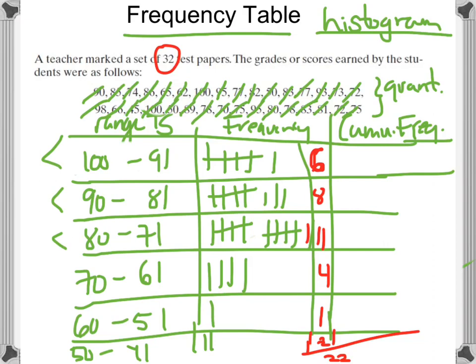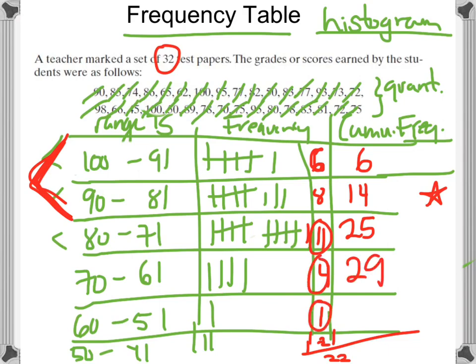Cumulative frequency goes down. So it says there are 6 students who scored between 100 and 91. Now, accumulated looks at these 2 ranges together. So whatever I'm going to put in this range is going to be these 2 things together. So I'm going to add 6 and 8, which is 14. So altogether, 14 students scored between 100 and 81. To get to the next cumulative frequency, I'm going to add 14 to 11 to get 25. To get to the next one, I'm going to add to get 29. To get to the next one, 30. And to get to the next one, I'm going to add this 2 to get 32, and that's in that final category. In the last category, I should have the total number of papers.